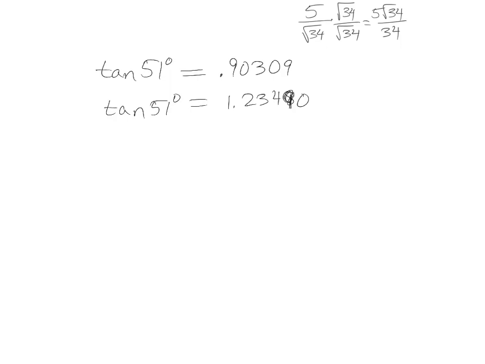Which one's correct? Are we using degrees or are we using radians? Then your mode should be in degrees. Have to be in degree mode, 1.23490. All right, just kind of curious.